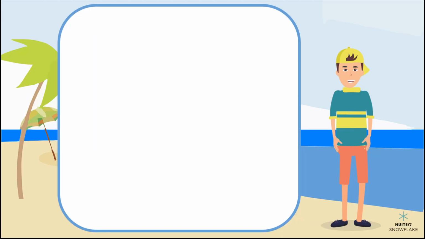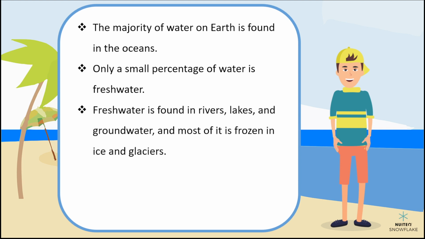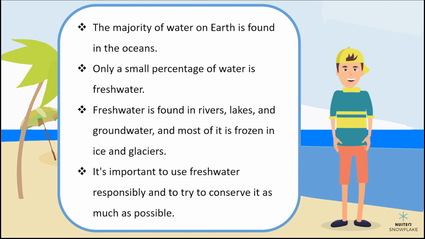In summary, the majority of water on Earth is found in the oceans, and only a small percentage of water is fresh water. Fresh water is found in rivers, lakes, and groundwater, and most of it is frozen in ice and glaciers. It's important to use fresh water responsibly, and to try to conserve it as much as possible.